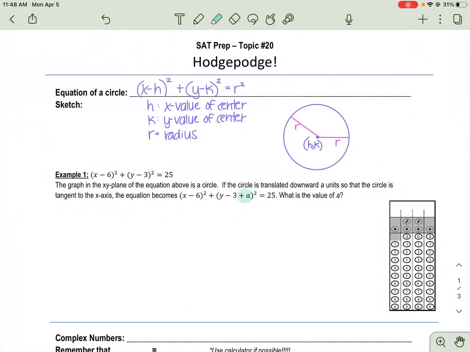Okay, so a couple of things to break down here. First of all, tangent to the x-axis means it's going to touch the x-axis. Okay, so when I draw my circle, the outer edge of the circle will just touch the x-axis at one point. Okay, that's what tangent means.